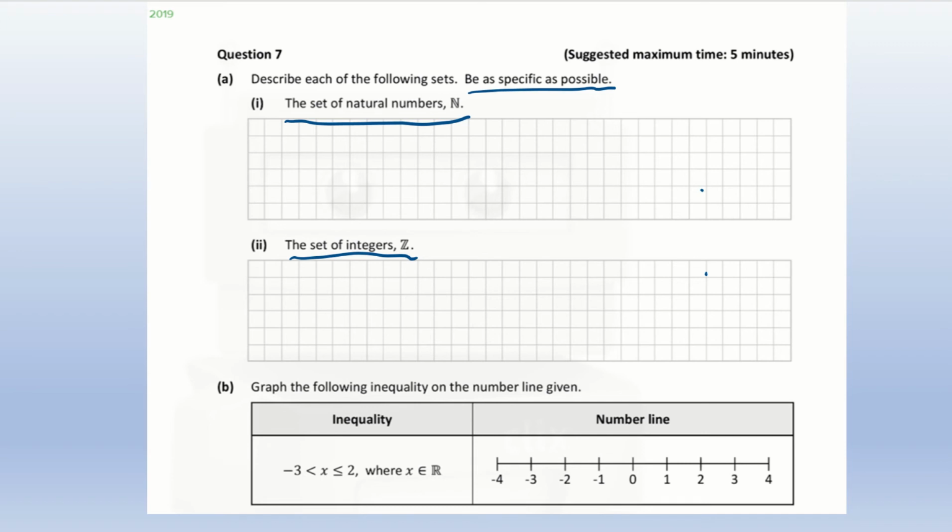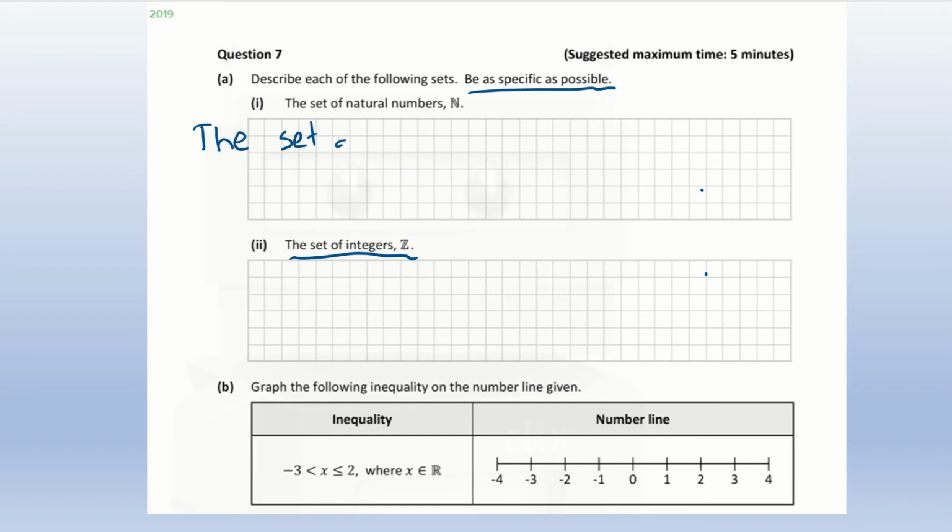The set of natural numbers, as we know, are our counting numbers. So it starts at 1 and goes all the way up. So 1, 2, 3, 4, 5, all the way up to infinity. But we need to get that down on paper now, so we need to make sure that we get our marks. So I'm going to take the exact words that they've used in the question here, and I'm going to start my sentence with those words. So the thing that I've underlined here, the set of natural numbers N, I'm going to literally start my answer with that.